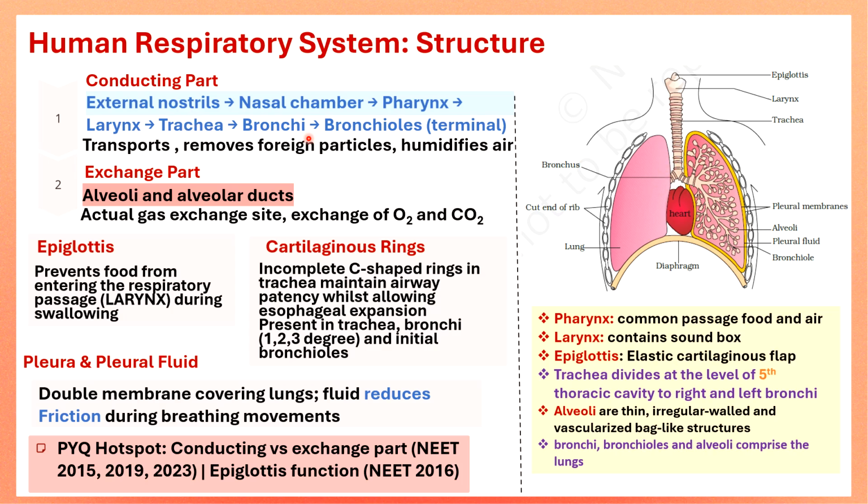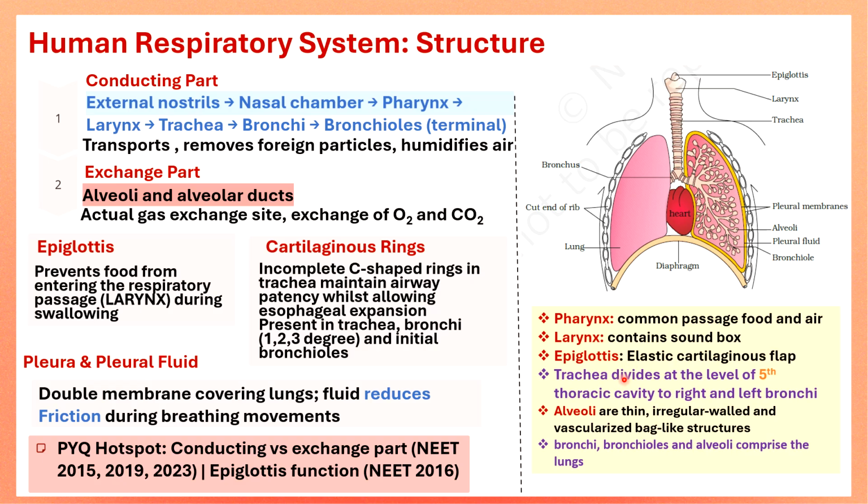These bronchi further divide into bronchioles, and terminal bronchioles give rise to the alveolar duct and alveoli. These alveoli and alveolar ducts are the actual parts responsible for the exchange of oxygen and carbon dioxide, and comprise the exchange part of the respiratory system. Is that clear?